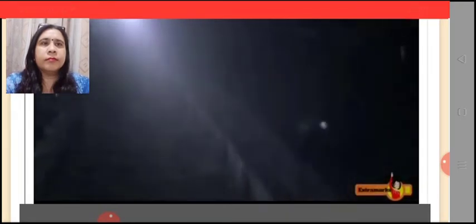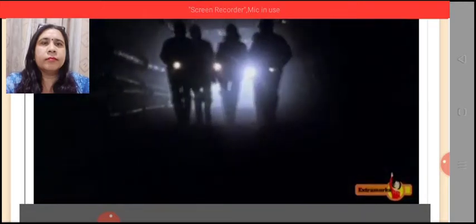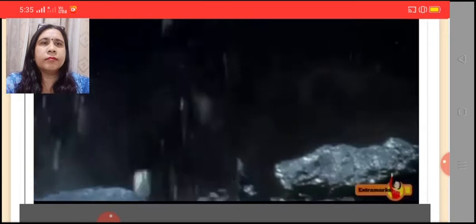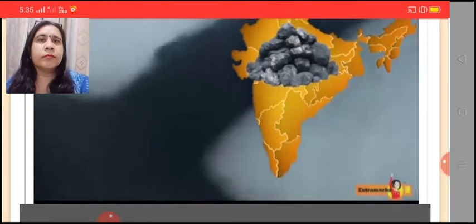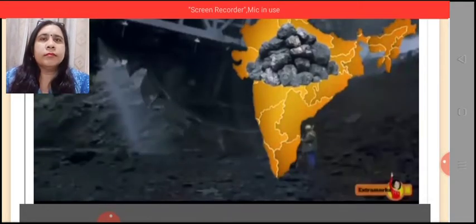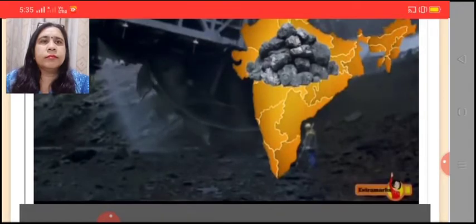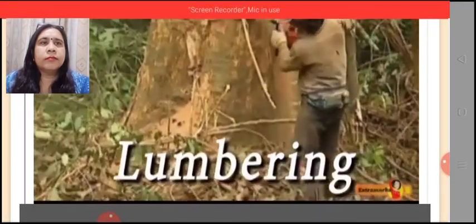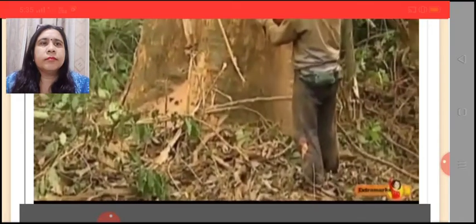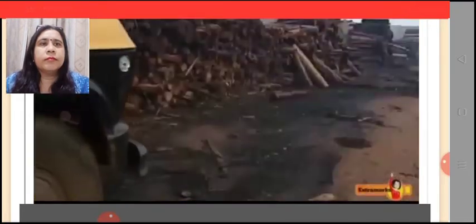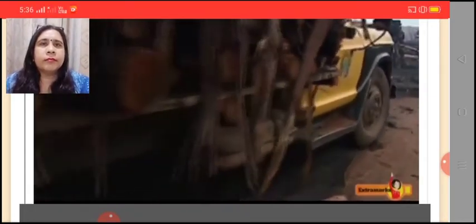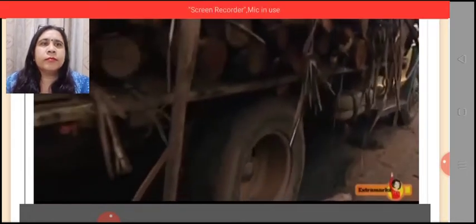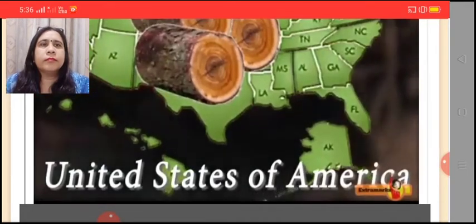Mining is an important extractive industry where valuable minerals or other geological materials are extracted from the earth. India has the fourth largest coal reserves in the world. Lumbering is an activity where forest timber is cut and prepared for transport and sale. The world's largest producer and consumer of officially accounted wood is the United States of America.